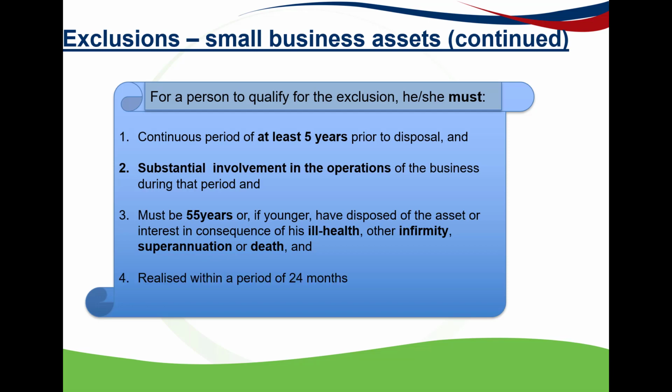All of the qualifying capital gains must be realized within a period of 24 months, commencing on the date of the first qualifying disposals. So if you have a person disposing of their active business assets of a small business, they must realize their gains within a period of 24 months, and that 24 months period will begin on the date of the first disposal.